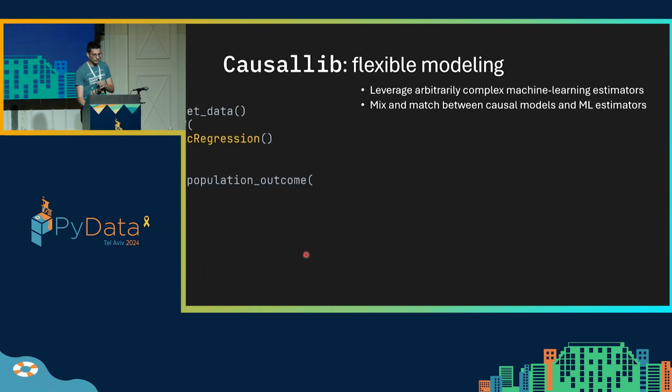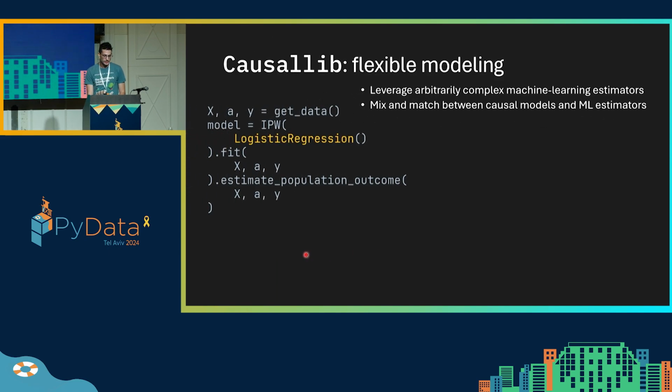So just a quick tour. This is the simplest example that you can apply in order to predict an effect or potential outcomes. Again, we take the IPW model and we plug it in with logistic regression. We fit and we predict.